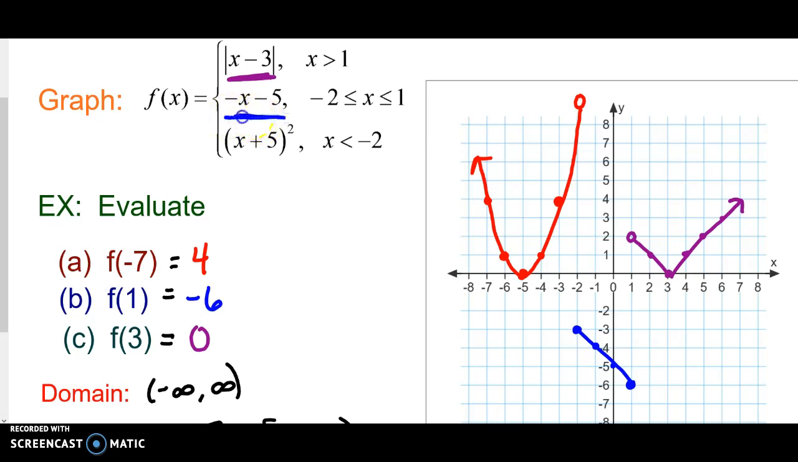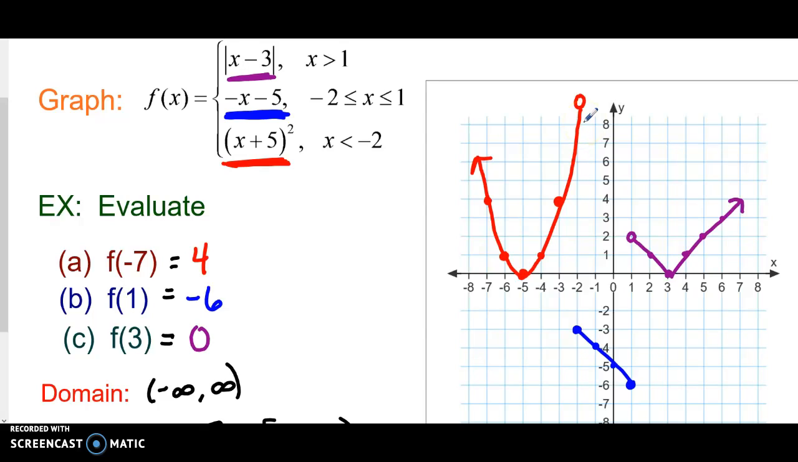In blue, I have part of the piece that's negative x minus 5, so y-intercept of -5, slope of -1. That exists on the domain between -2 and 1. And notice that these have closed circles because those are included. Open circles would be not included. And then the third piece of this piecewise graph would be the quantity of x plus 5 squared, where x is strictly less than -2. So here's -2 all the way up here at 9.